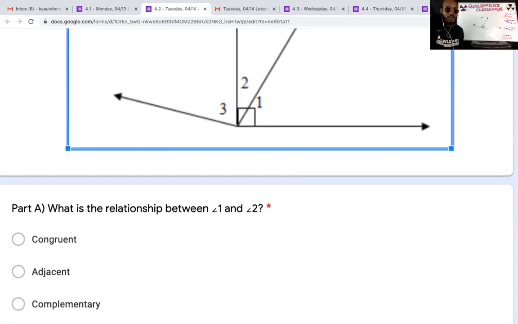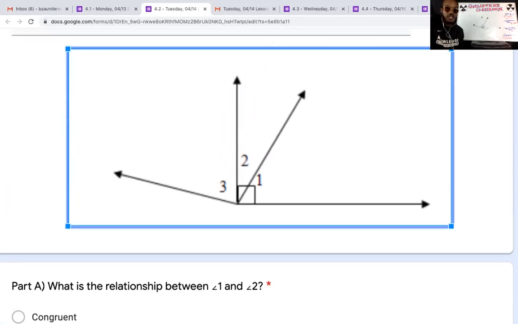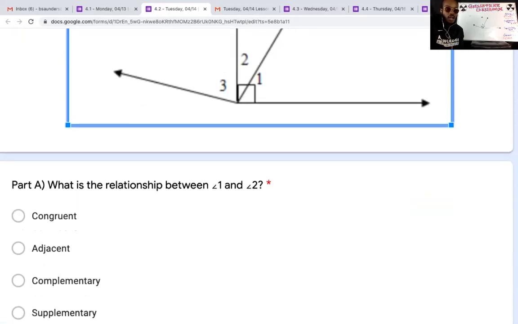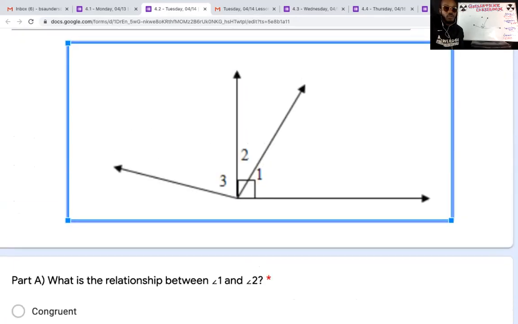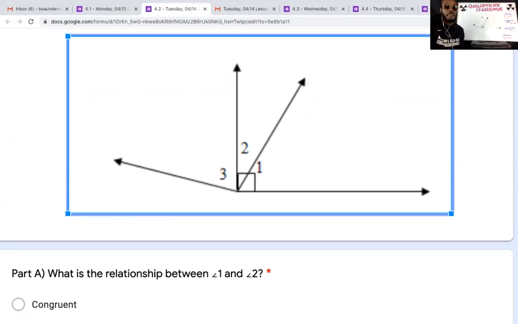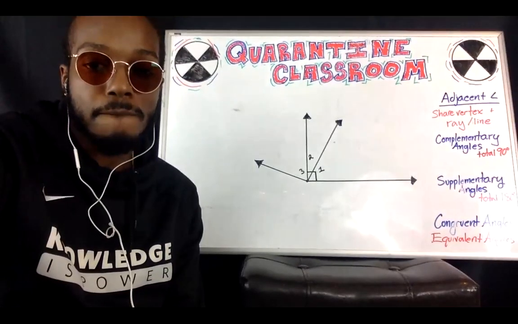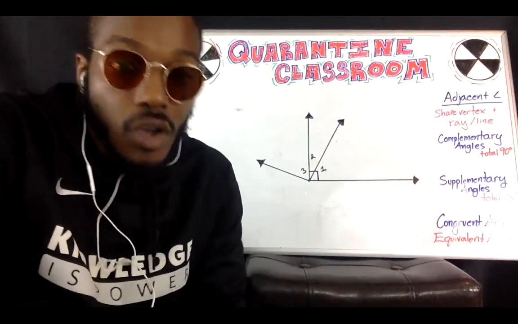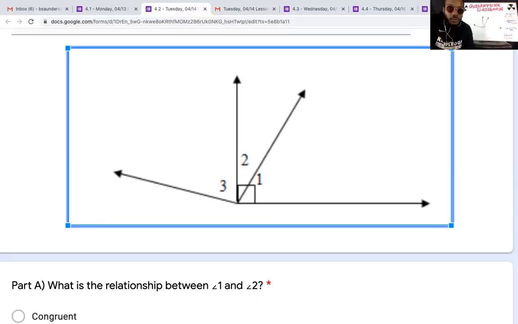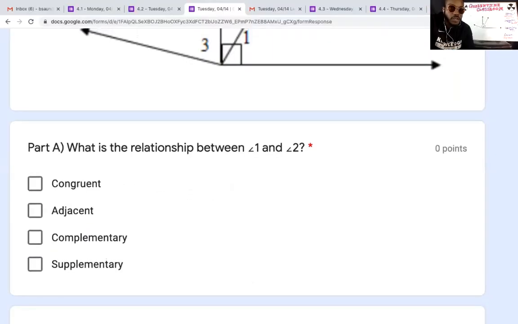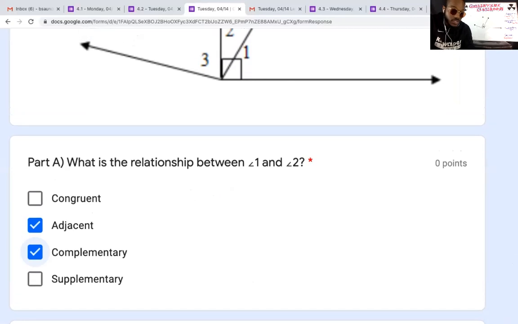Supplementary means that if we add them together, it would equal 180 degrees, and we just know that that's not true. So you would have to pick the best answer here. We would know that when we answer these two questions that they would be adjacent and complementary because they share the same line and the same vertex. And if you add them together, they would equal 90 degrees.